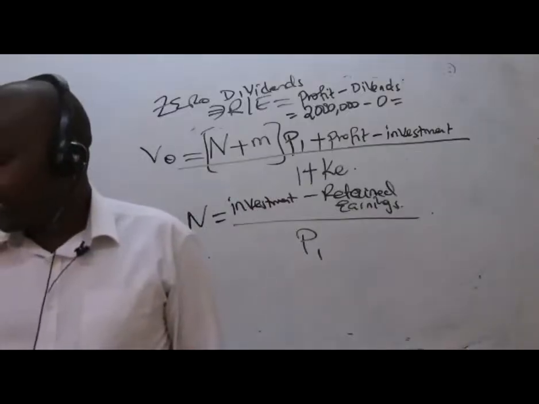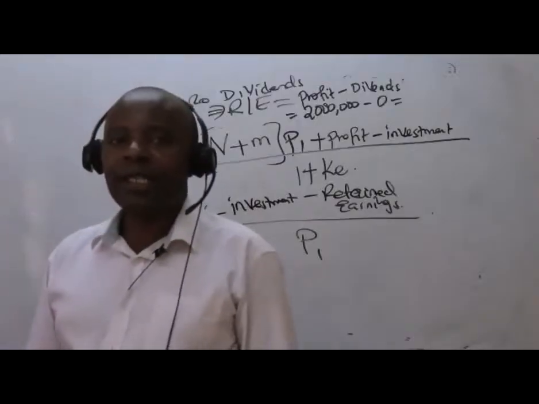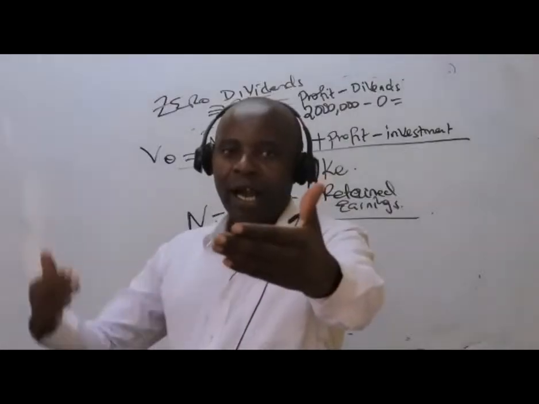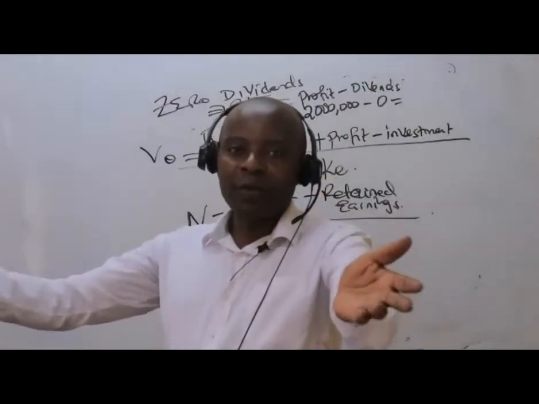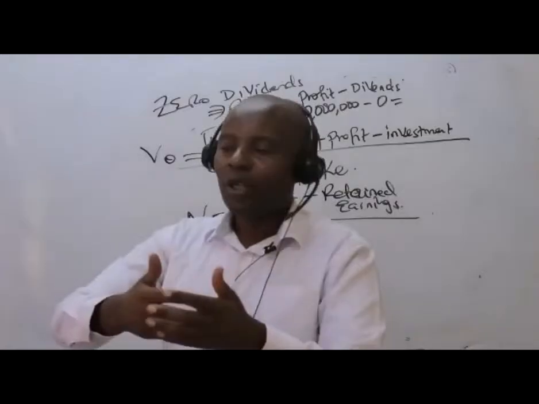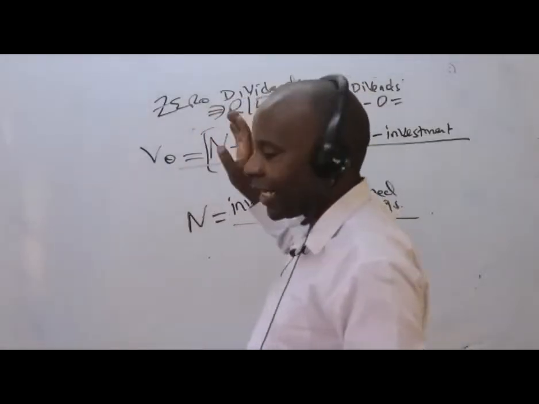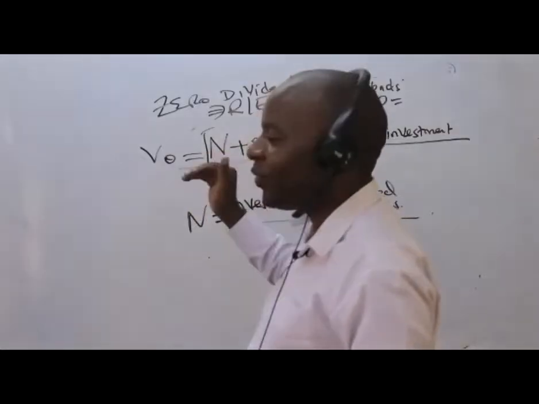So we're saying that our retained earnings really is a function of two things. How much profit do you generate? How much are you paying out? If you pay more, then you retain less. So our retained earnings are profit minus dividends. Like this is a zero dividends policy.